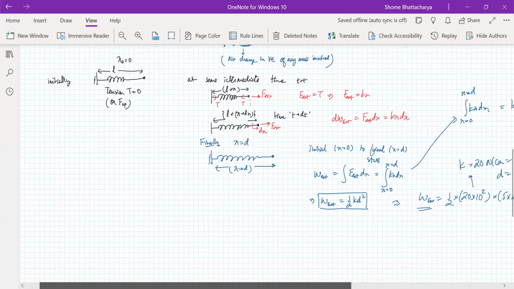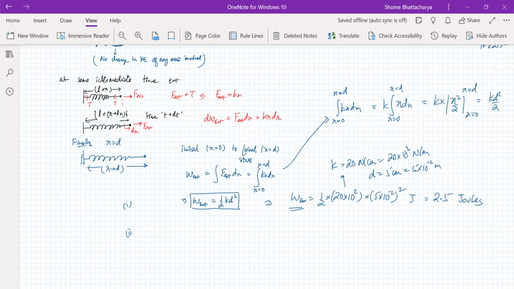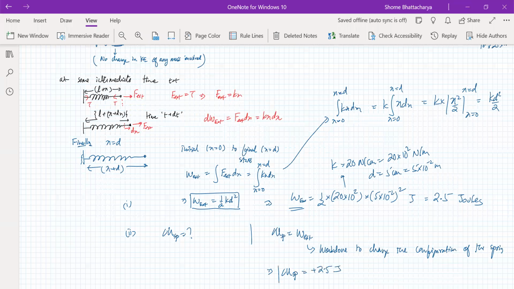Okay, now what about the change in potential energy? So this was the first part. The second part, the change in potential energy of the spring in the process. So for this, we'll use the concept that the change in potential energy will be equal to the work done, provided this is work done in order to change the configuration of the spring. And that is the case over here. So that delta U is going to be equal to 2.5 joules positive.